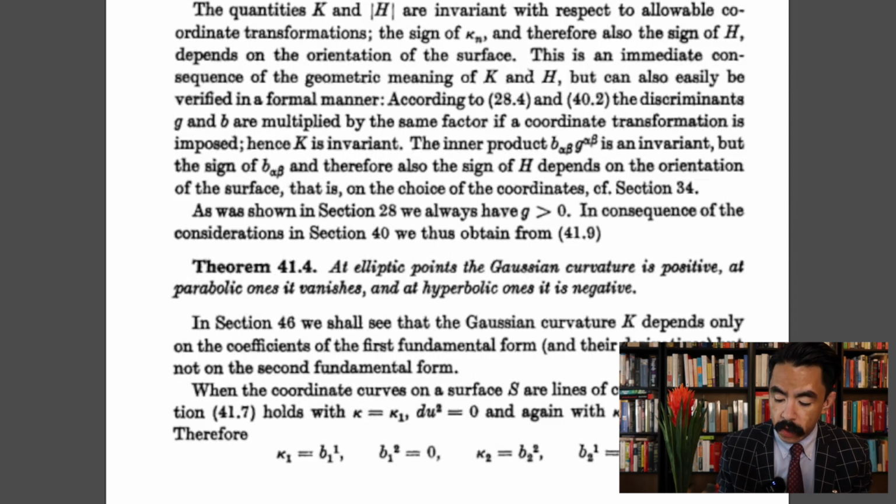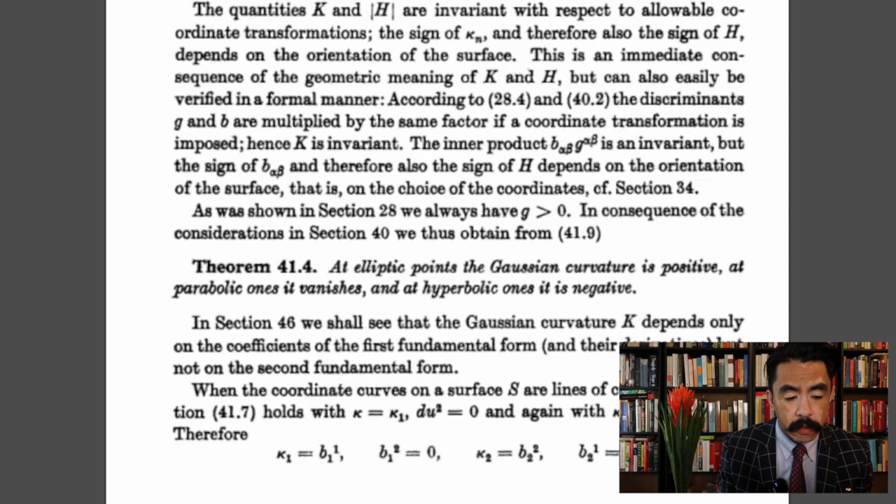According to the relation for the transformation for the discriminant of the first fundamental form in terms of the Jacobians of the coordinate transformation and its inverse respectively, as well as the previously read transformation law for the second fundamental form, the discriminants g and b are multiplied by the same factor if a coordinate transformation is imposed. Hence, capital K is invariant.